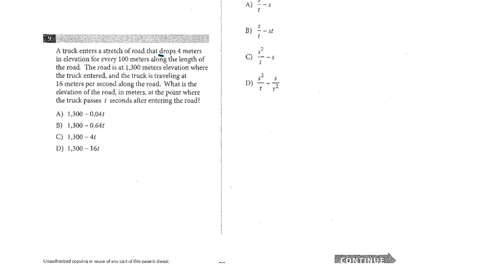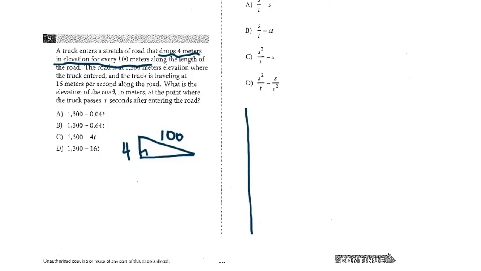they said the road drops 4 meters in elevation for every 100 meters along the length of the road. So basically, suppose that is 100. Then it will drop, here's 4 meters. Then the road is at 1,300 meters elevation. So here's the 1. I know this is 1,300 meters for elevation. And here is the road.